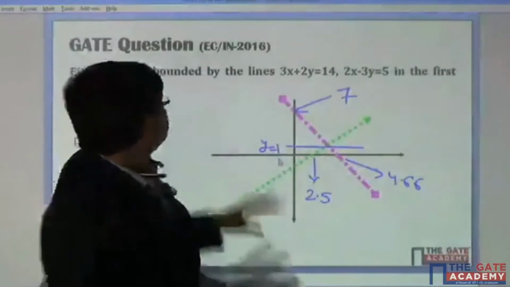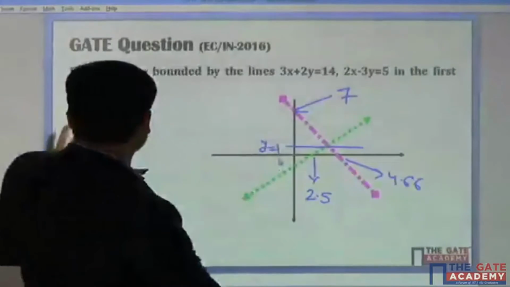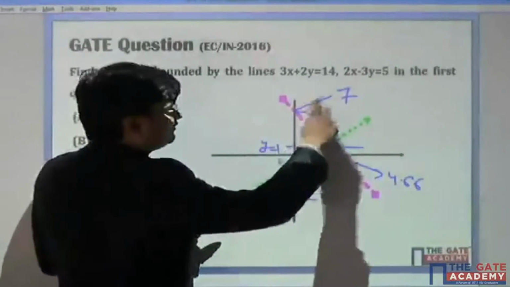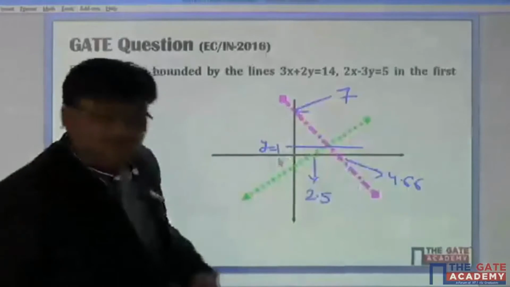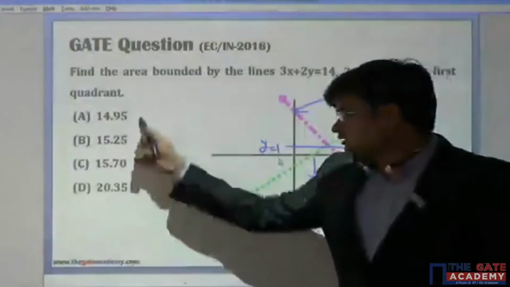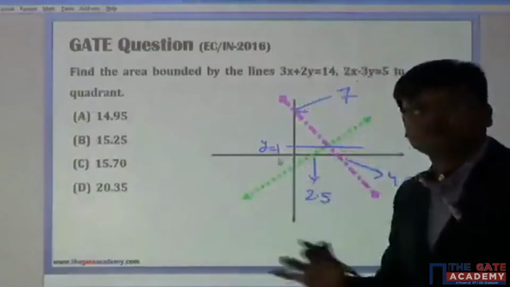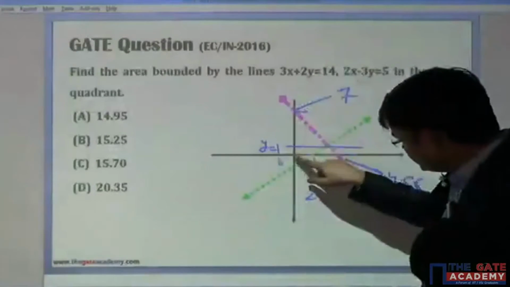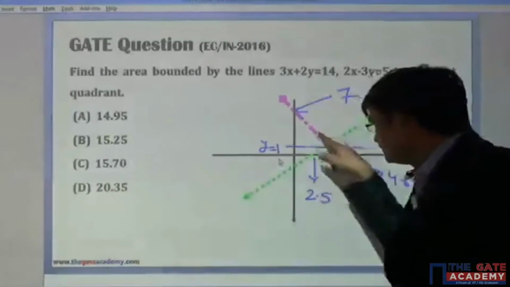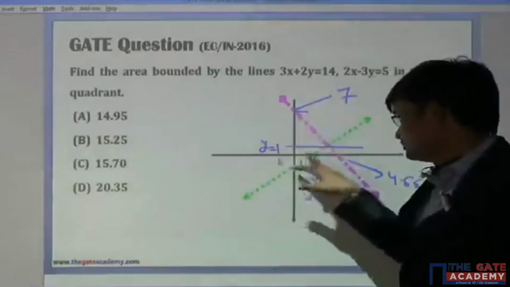Now the question is, what is the area bounded by these two lines? If you look at the options, and if I find the area of this particular triangle, which is half into 7 into 4.66, it will be around 16 point something. So all the answers are just below or above 16. That means I do not have to analyze whether they are asking this particular part or this particular part, because from the options it is pretty clear that they are asking for the bigger part. Otherwise we would again go into analysis of whether it is this particular triangle or this particular area.